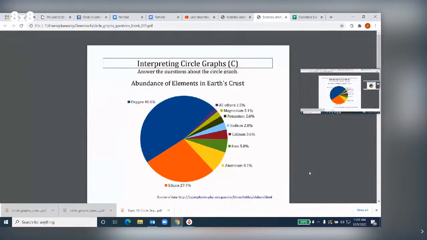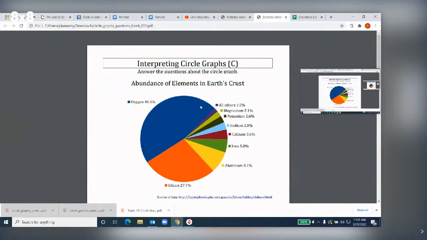Okay, this says abundance of elements in the Earth's crust. Yesterday in science, we talked about Earth's crust just a little bit. If you look at this, you'll see that oxygen is about 50%, the largest element in the Earth's crust. Then you have silicon at 27.7 down here. You have aluminum, iron, calcium, sodium, potassium, magnesium, and then all others.